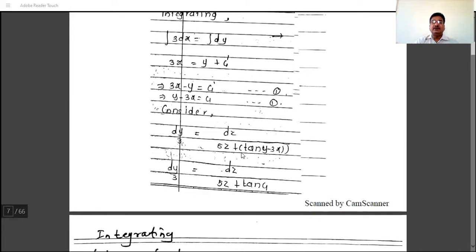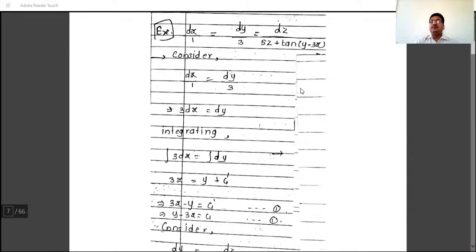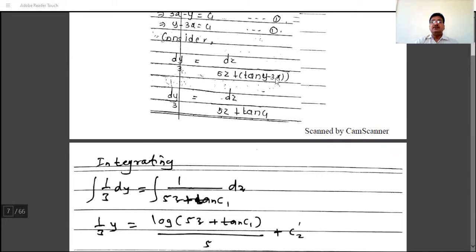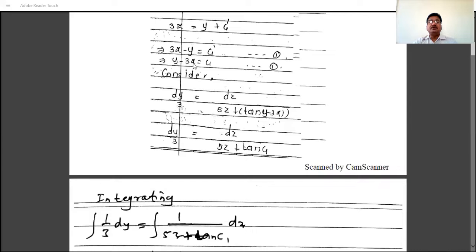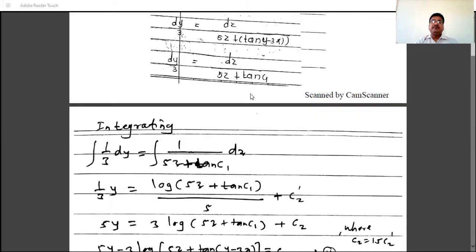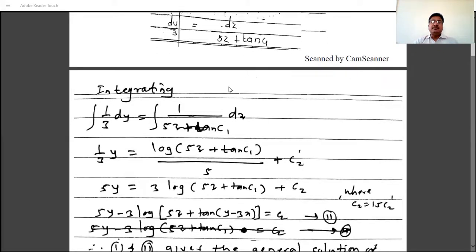dy/3 = dz/(5z + tan(y - 3x)), and then substitute y - 3x as c1. So we have dy/3 = dz/(5z + tan c1). This is now in two variables, y and z. The variable x cancels because of the substitution y - 3x = c1, and this is in variable separable form.